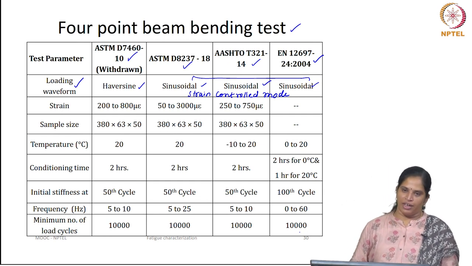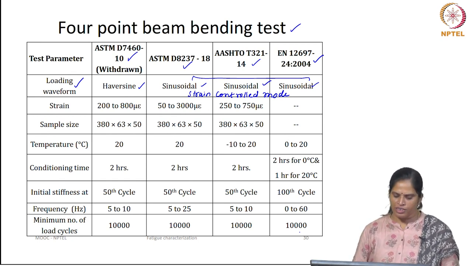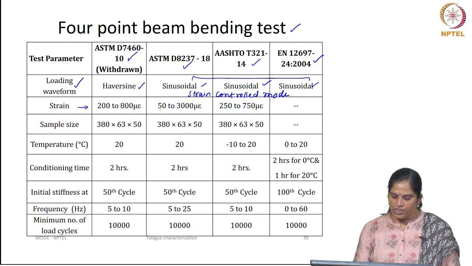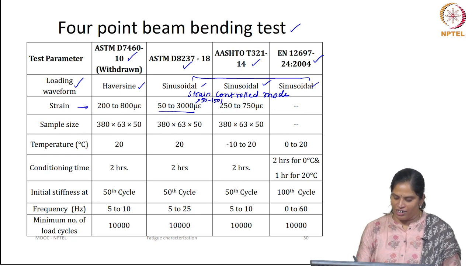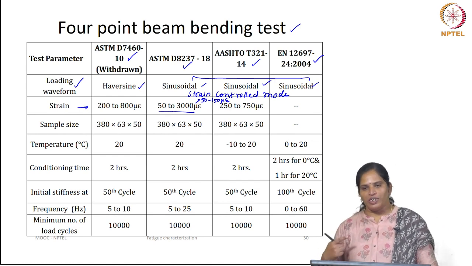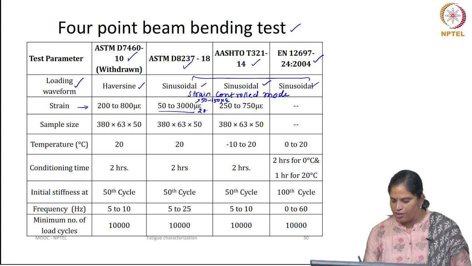You know what will happen when you apply a Haversine deformation. Over a period of time, the Haversine deformation will result in a sinusoidal stress or sinusoidal load. The strain magnitude to be used as per ASTM is in the range of 200 to 800 microstrain. Now, if you see the recent ASTM standard, it is 50 to 3000 microstrain. 50 to 150 microstrain, a very small strain level, is used in checking the endurance limit. That is, how does the bituminous mixture behave at very low strain. From 150 or 200 microstrain all the way to 800 microstrain, we use it for testing a normal bituminous mixture.